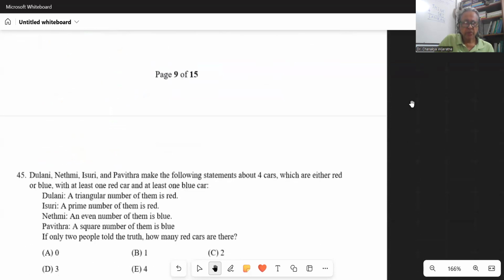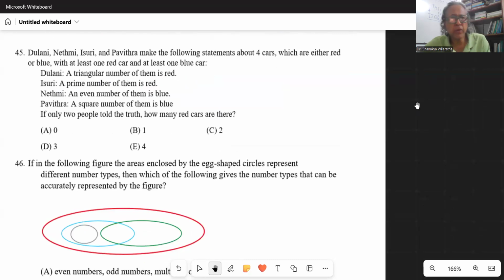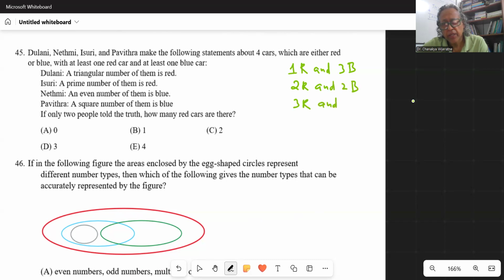Okay, so let's go to the next question. Dulani, Netmi, Isuri, and Pavitra make the following statements about 4 cars, which are either red or blue, with at least one red car and at least one blue car, right? So that means the answer has to be either 1 red and 3 blue, or 2 reds and 2 blues, or 3 red and 1 blue, right?